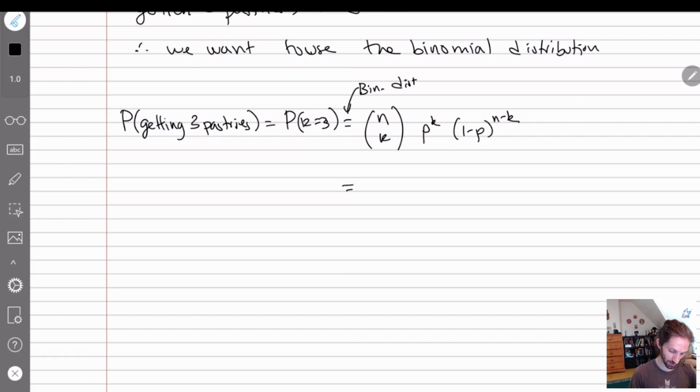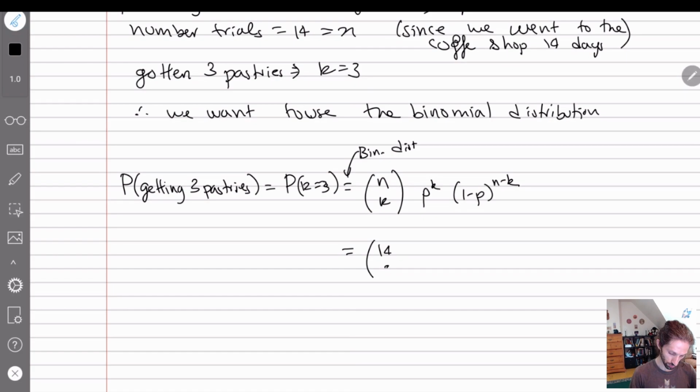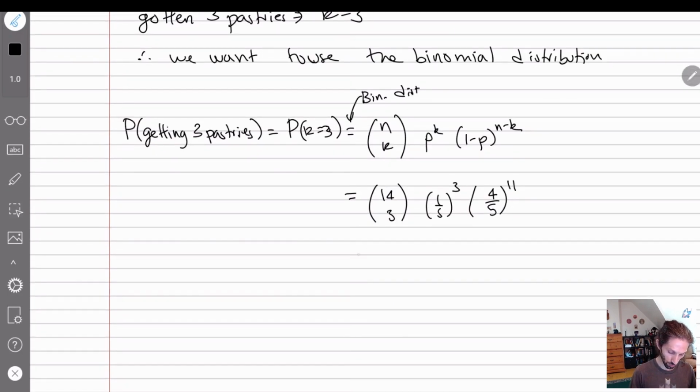So this is equal to, at this point, we just plug in numbers. So we have 14 choose 3, 1/5 to the k, which is 3 here, and 1 minus 1/5, this is 4/5. Something like this I'm okay with you doing right away. 14 minus 3 is 11. So we have 14 factorial divided by 3 factorial times 11 factorial. On top we have 4 to the 11th, on the bottom we have 5 to the 14th.